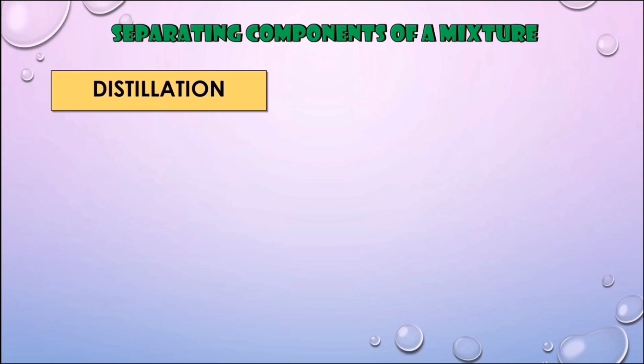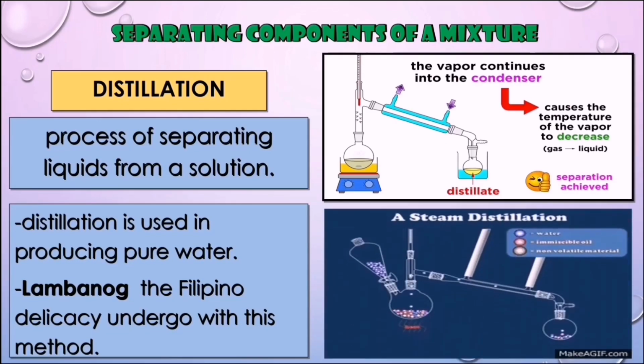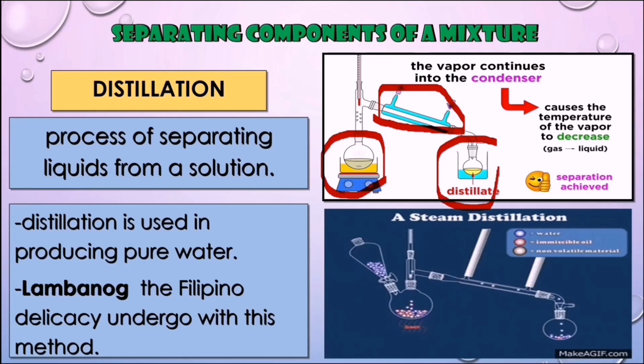Next is distillation. It is a process of separating liquids from a solution. Distillation is the same as evaporation. However, evaporation intends to get the soluble solids, while distillation intends to get the liquid. For example, the seawater. If you go through the process of evaporation, what it produces is salt. But if you use the process of distillation, what it produces is pure water. How? You heat the seawater and it will produce water vapor. The salt remains while the water vapor rises. Then it will condense to liquid, from gas to liquid. So you separate the salt from pure water.